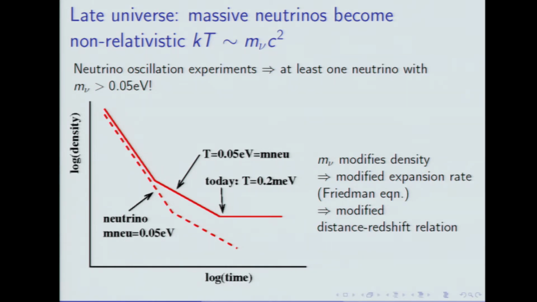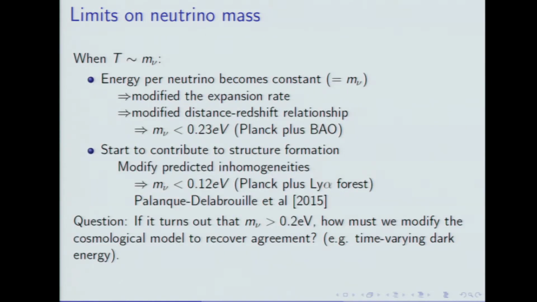So the fact that we don't see any modifications indicates that it's probably less than 0.2 of an electron volt. So, limits on the neutrino mass. When T equals the mass of the neutrino, the energy per neutrino becomes constant. It's just equal to m_nu. It modifies the expansion rate, modifies the distance-redshift relationship, which implies a limit. Very simple physics saying that it has to be less than 0.23 electron volts. That's using Planck data plus BAO data.